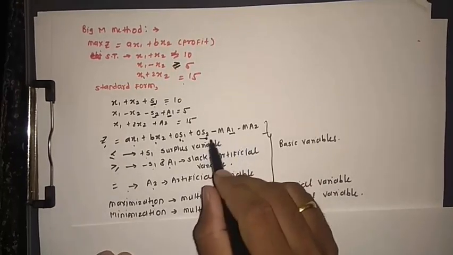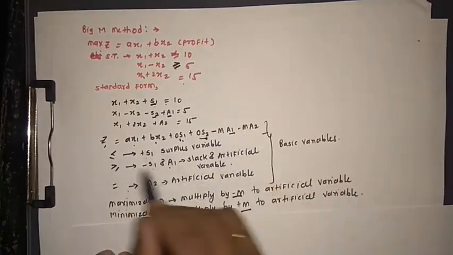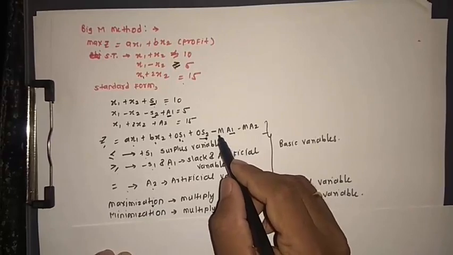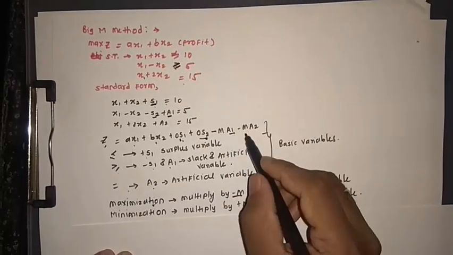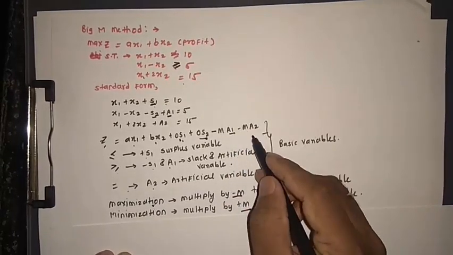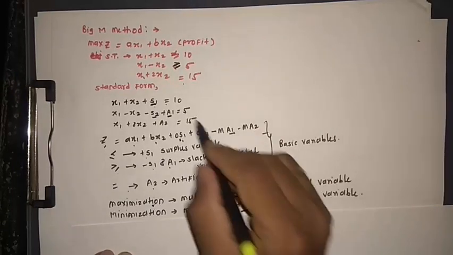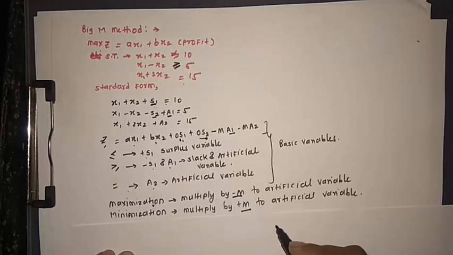are subtracting from the objective function. As we are multiplying by the minus M, it becomes minus M a1, and after that minus M a2. So this is the standard form of our objective function. So this is the objective function, and these are some constraints which we discussed.